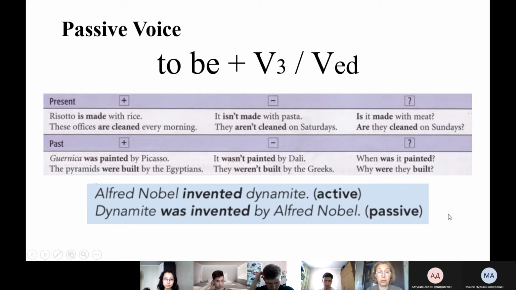And one more couple of sentences, which also illustrate the difference in the use of active and passive voice. То есть здесь предложение в действительном и страдательном залоге. Alfred Nobel invented dynamite. Изобрел динамит. Dynamite was invented by Alfred Nobel. Passive voice. And pay attention to the use of the preposition by. То есть, когда мы говорим о том, кто это действие выполнил в страдательном залоге, используется предлог by, like here.